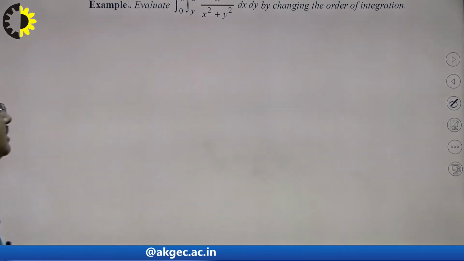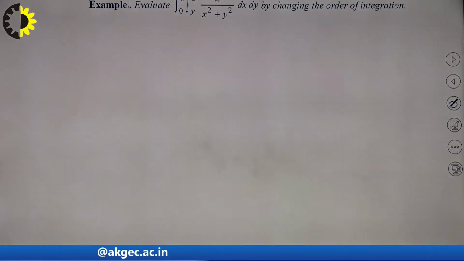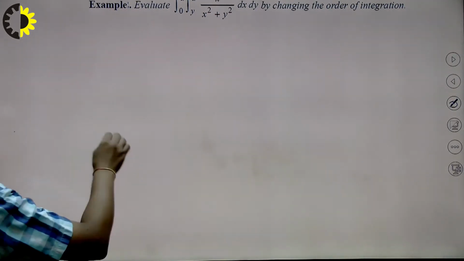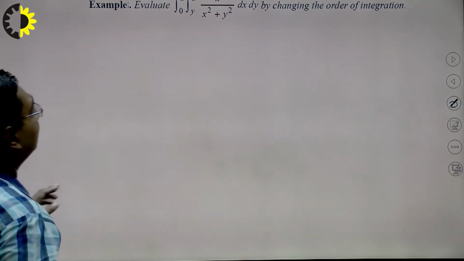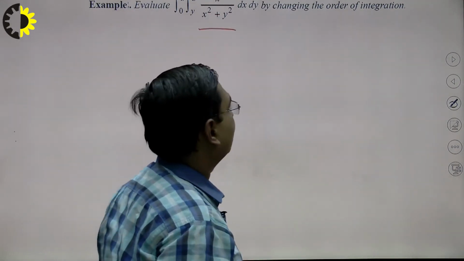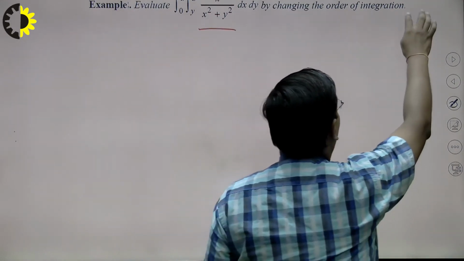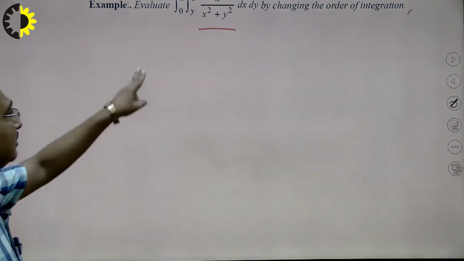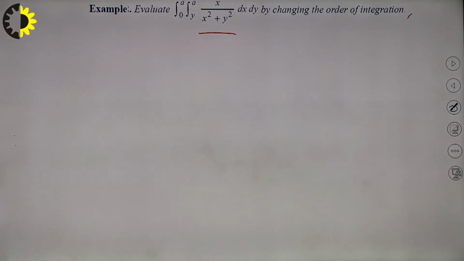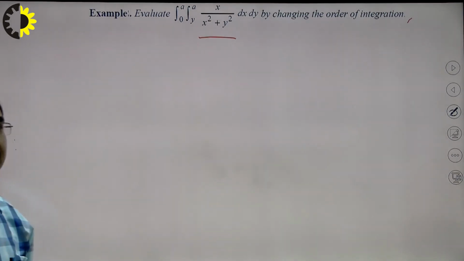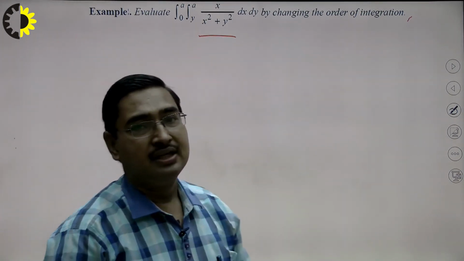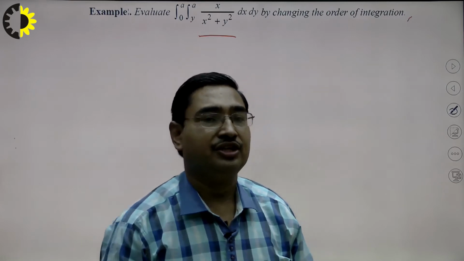Example: evaluate this integral, 0 to a, y to a, x upon x square plus y square dx dy, by changing the order of integration. This integral is given, and we wish to evaluate it by changing the order of integration.